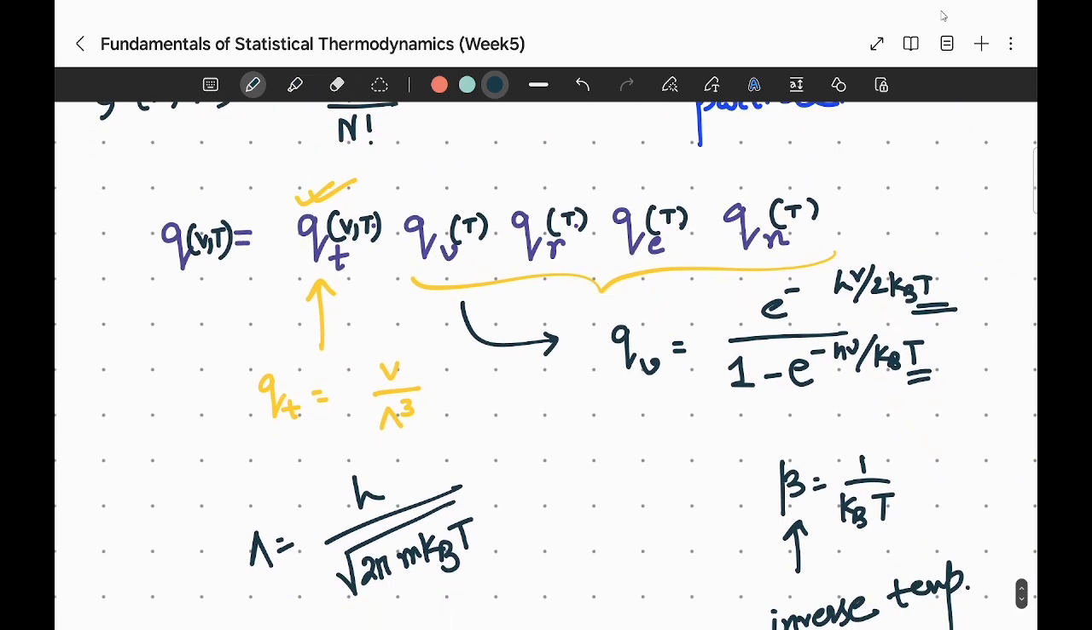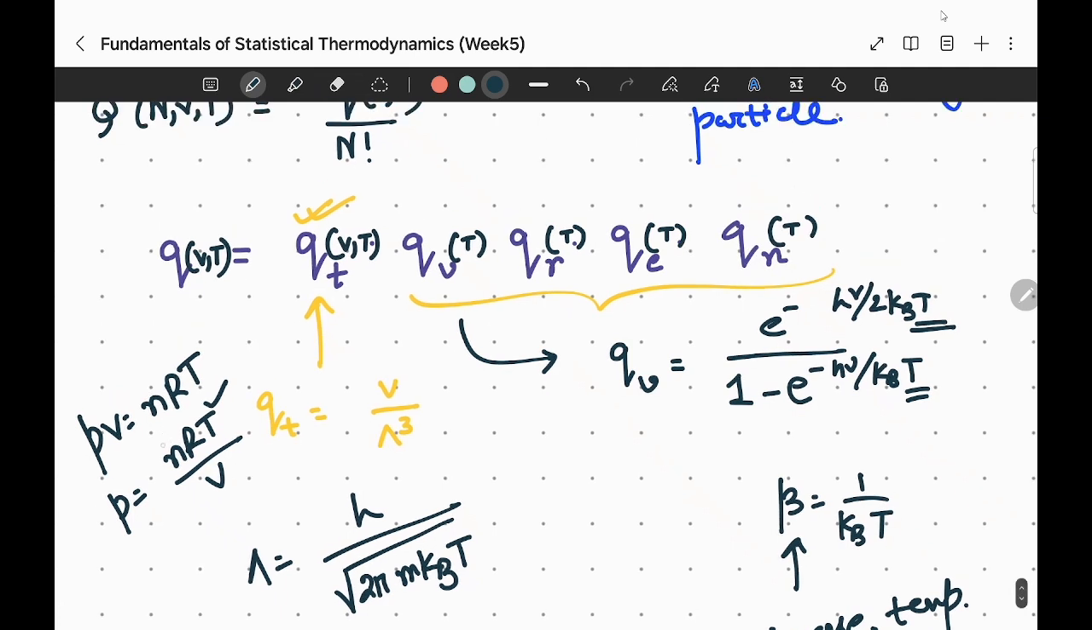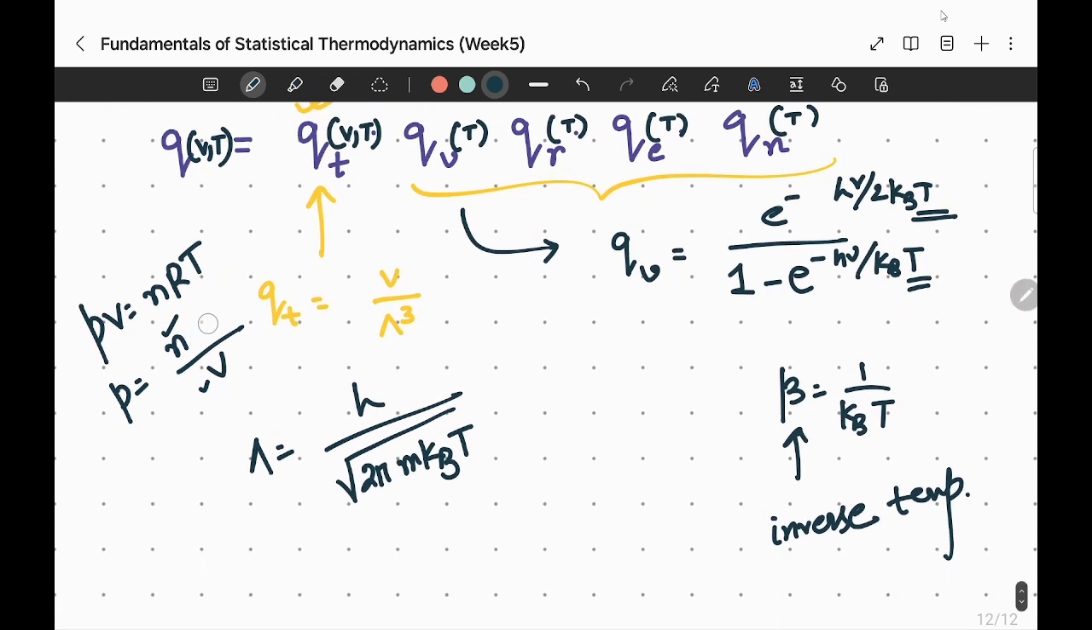One more thing I want to say. What about pressure? What do you think pressure is? Just write down the equation PV is equal to NkT. Now P will be NkT by V. T is an intensive property. N is extensive, V is extensive. Now N and V both are extensive, so the ratio will be intensive.